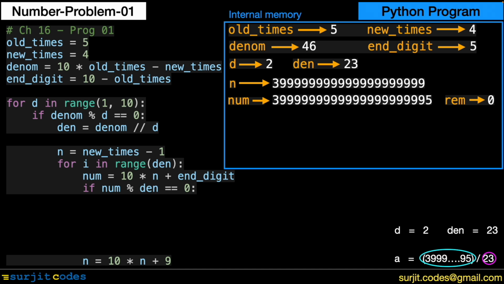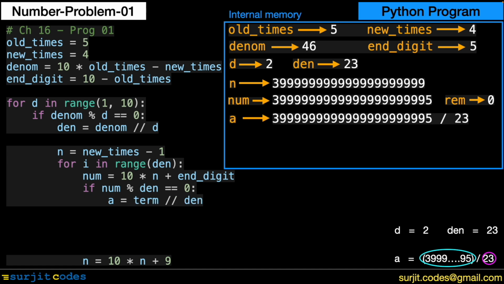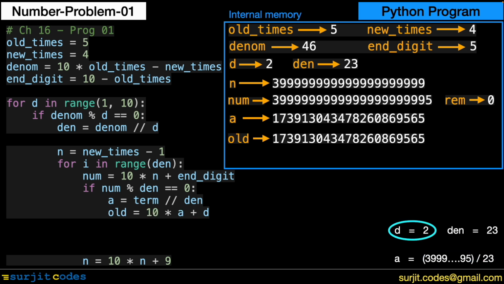Luckily, when we insert 20 nines between 3 and 5, the numerator for a is completely divisible by denominator. Unlike other programming languages, Python does not have a restriction on the length of integers, so Python is the most suited language for such problems. Remainder is 0 this time and the solution to the problem is found. Quotient of the division now becomes the value of a.